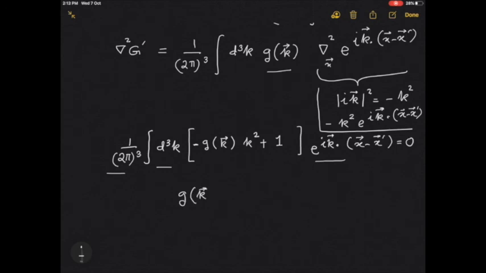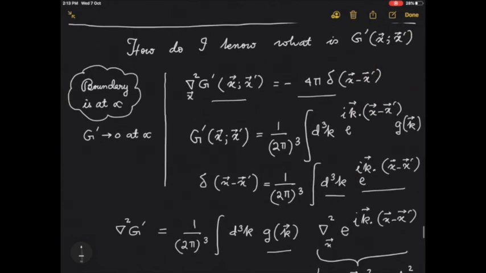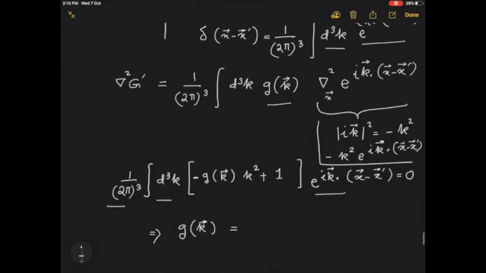And you can see if this integral has to be true, I should have gk equals 1 by k square. I'm sorry, it will not be 1, it will be 4 pi, because that's what I forgot. So this is 4 pi here. So gk comes out to be 4 pi by k square.